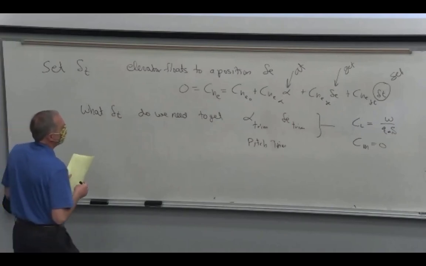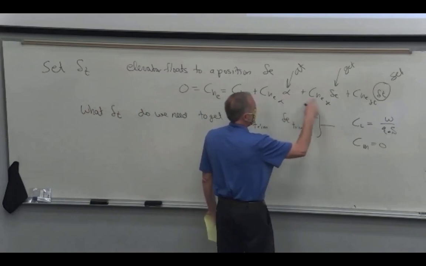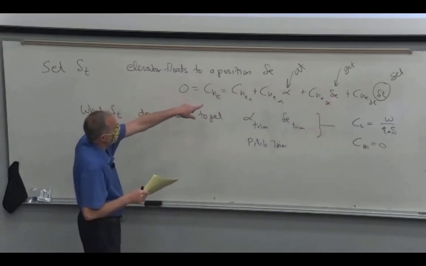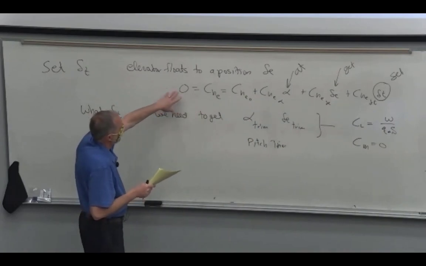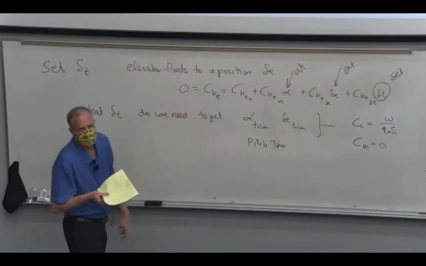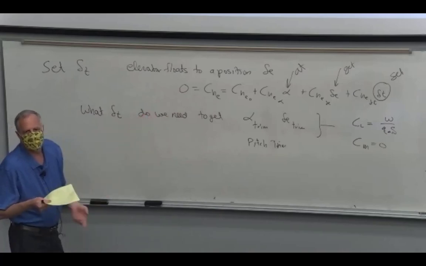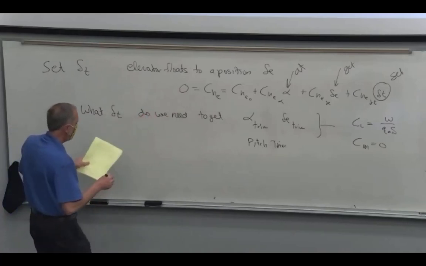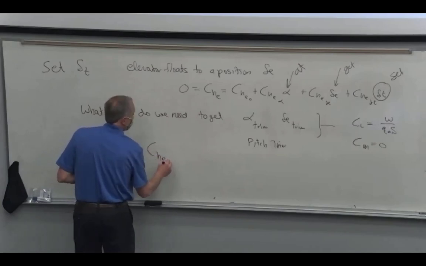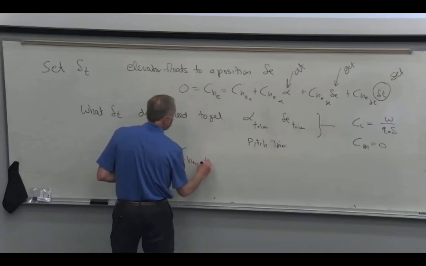And so that comes from plugging into this equation, alpha trim and elevator trim. So this equation originally was for any alpha and any elevator, and you just stick in whatever trim tab you want and then you find out what elevator you get. Well, now I want to know, what trim tab do I need to get the elevator that I want? So we take that equation and we substitute in alpha trim and elevator trim.